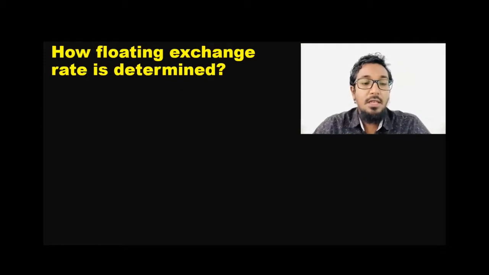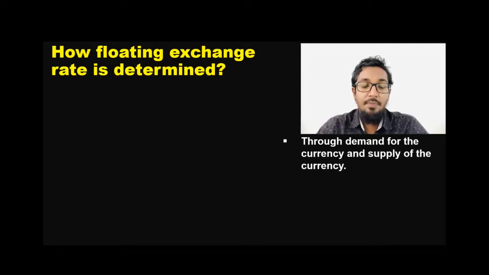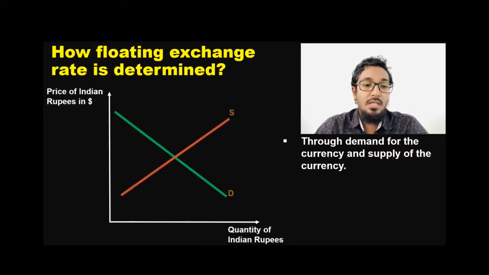Now let me explain how floating exchange rate is determined by using a demand supply diagram. As you understood from the definition, a floating exchange rate is determined through the interaction of demand and supply, right? So now here is the typical demand and supply diagram. There is no difference with the demand curve and supply curve. The only difference here is the labeling of it. On the vertical axis, you always write the price of one currency in terms of another currency. In this example, I have taken price of Indian rupees in dollar.